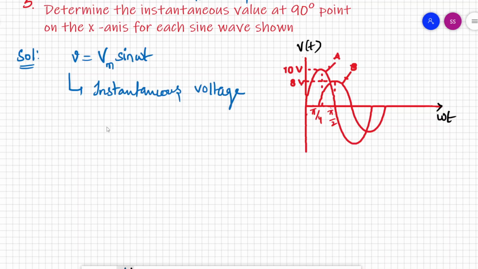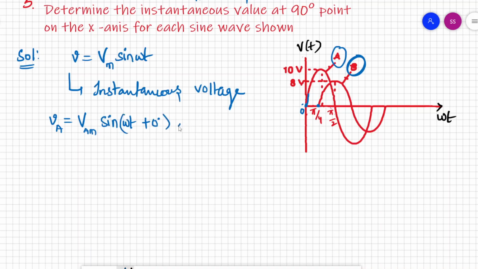Okay, so what are the given waveforms? Now we need to draw the given waveforms here. We have two waveforms, waveform A and waveform B. Waveform A is starting at 0 degree, but waveform B is starting at pi by 4. That is, waveform A is leading compared to waveform B. We need to write the expression for the two waveforms. VA will be VAM, the peak value of waveform A, sine omega t, and it is starting at 0 degrees, so there is no phase shift.